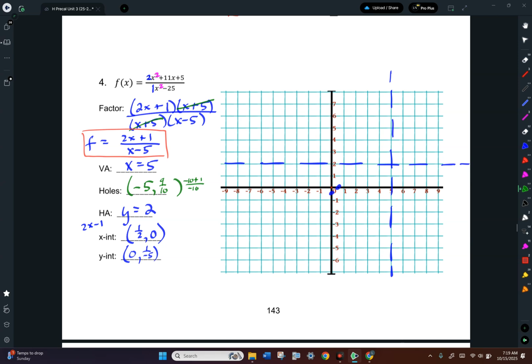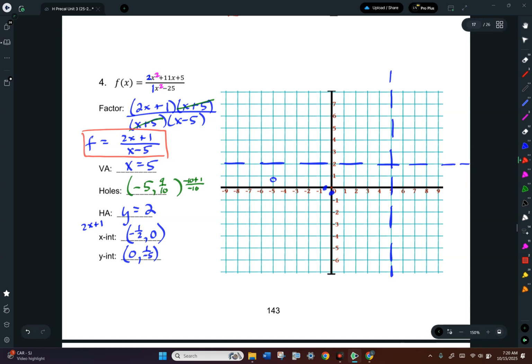Let's see here. Hold on. Oh, look, did you see that? I was being dumb again. The x-intercept is going to be -1/2, right? Oh, this was a 2x plus 1. So the x-intercept is -1/2 right here. Sorry about that. And then our hole was at -5, 9/10. So right in here, I'm just kind of guesstimating: 9/10 is going to be really, really close to 1.